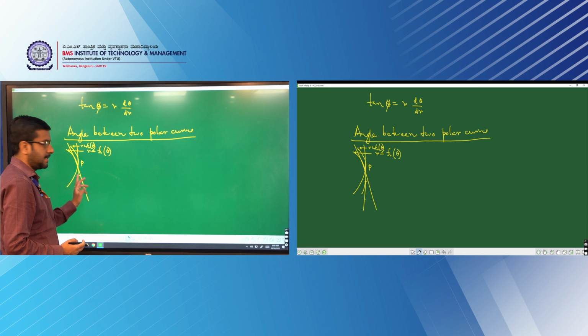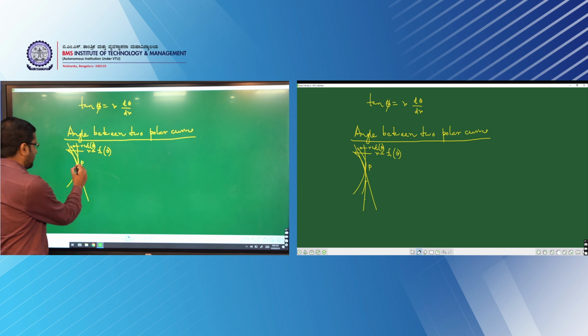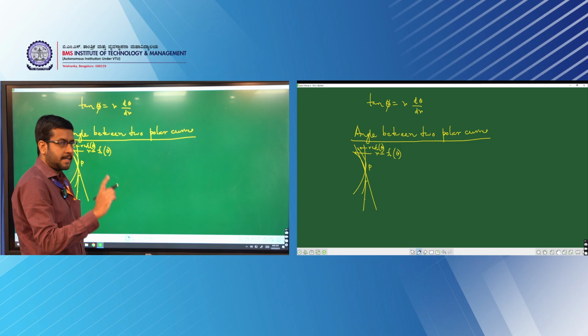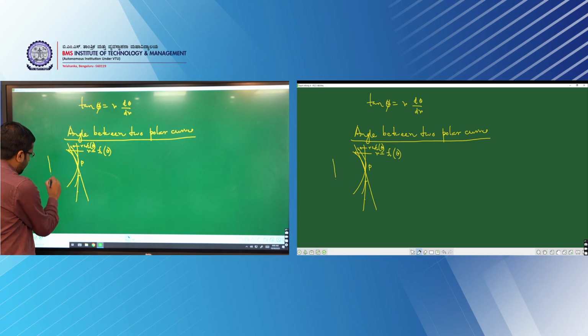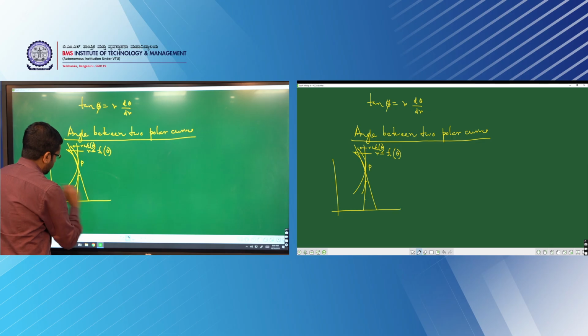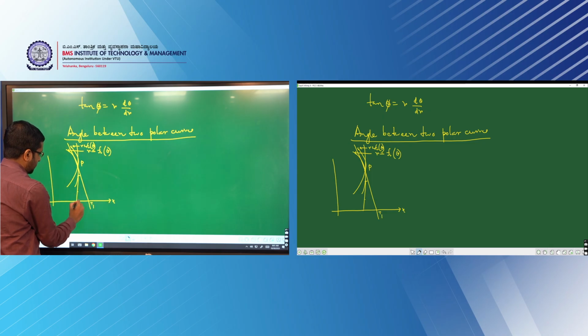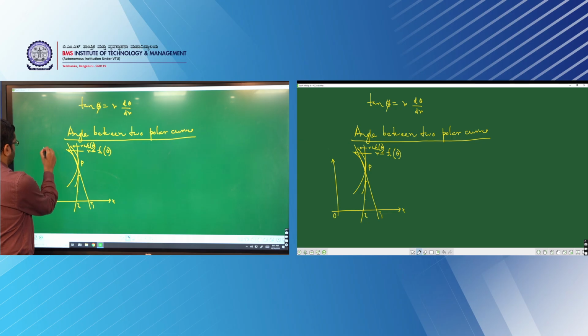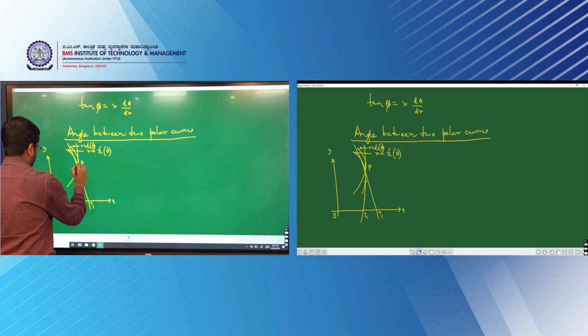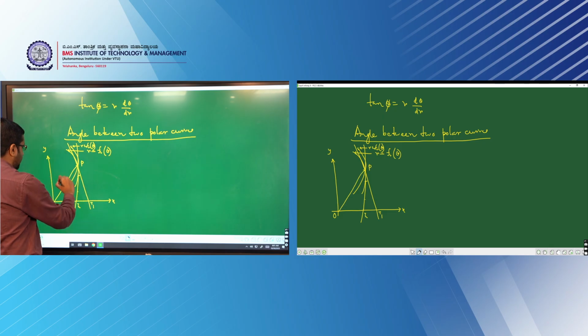So you have to find the angle between the tangents at the point of intersection, because a tangent can be drawn at a particular point only. Suppose one tangent intersects the x axis at point T1 and the other tangent intersects the x axis at point T2. This is the origin and this is the y axis. I am joining point O and point P. This is the radius vector r, and this is the polar angle theta.